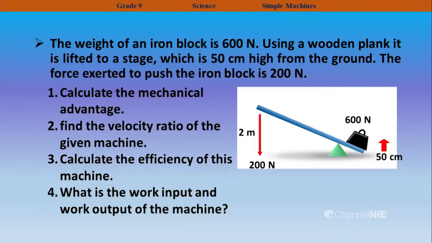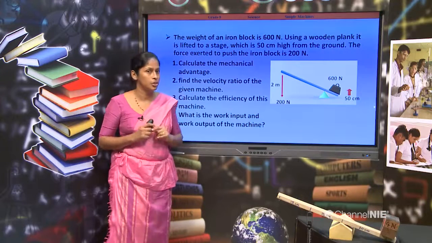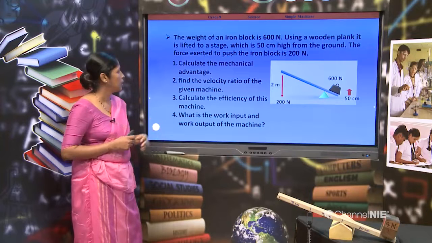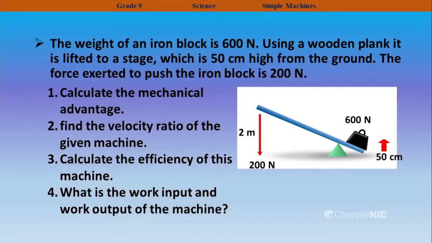Can you remember how to calculate the mechanical advantage? Yes, you write it on paper. And second question, find the velocity ratio of the given machine. Again, remind yourselves how to calculate the velocity ratio. Third question, calculate the efficiency of this machine. And finally, I ask you to find the work input and work output of the machine.